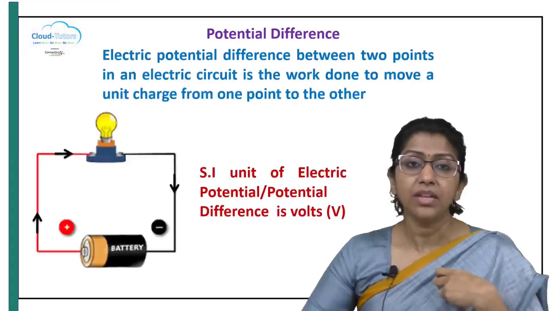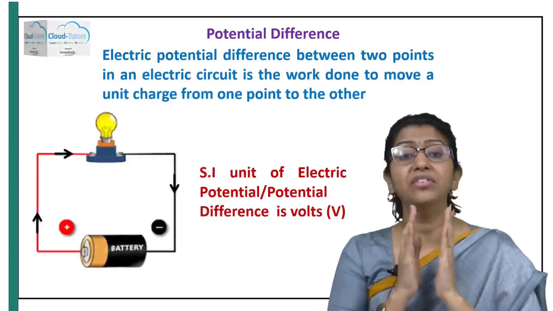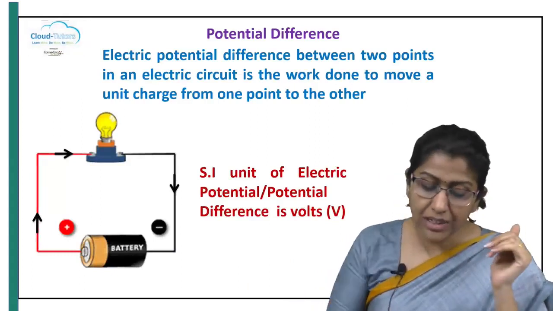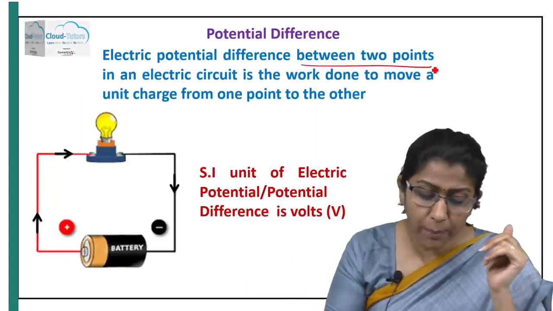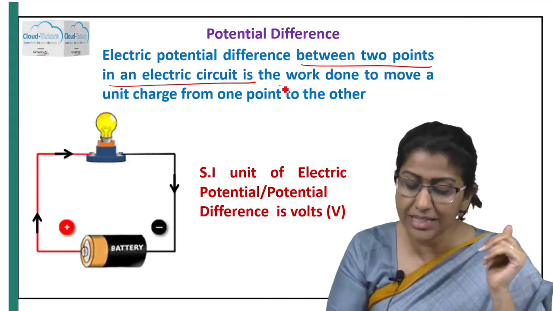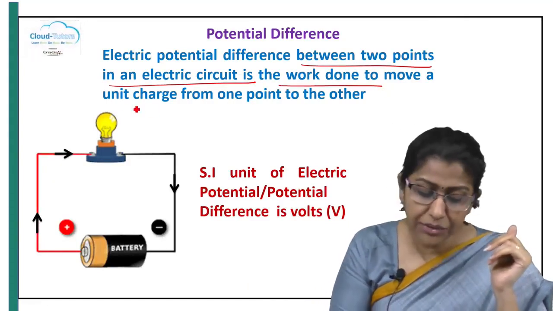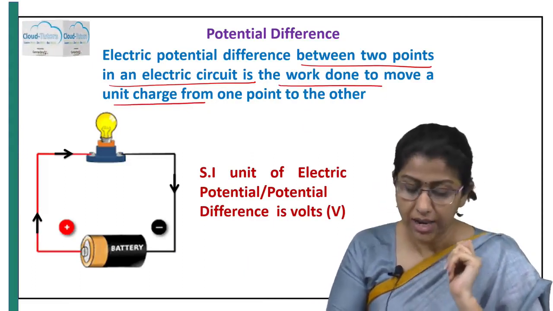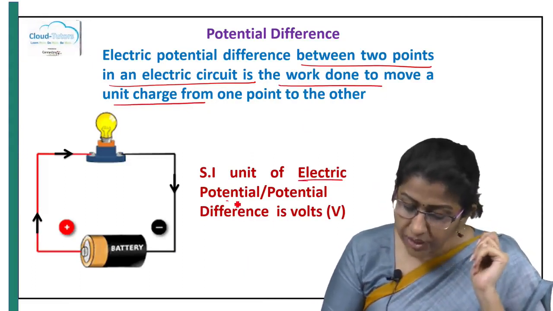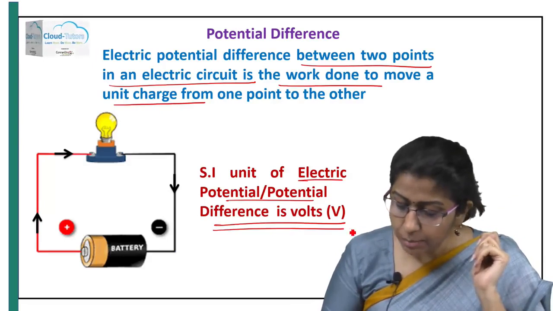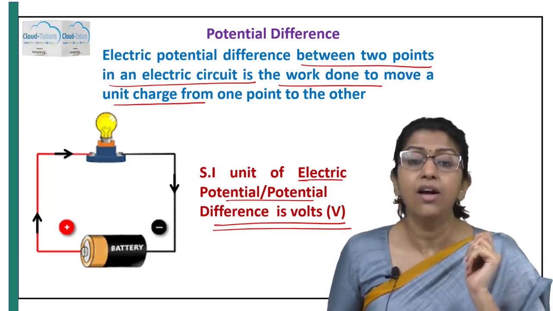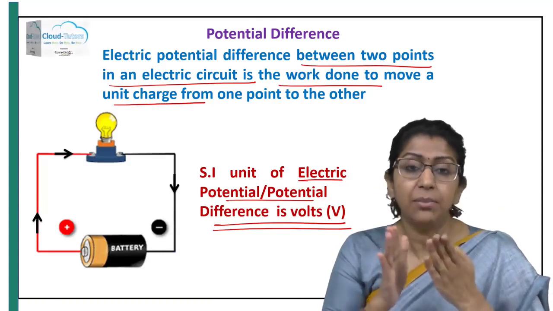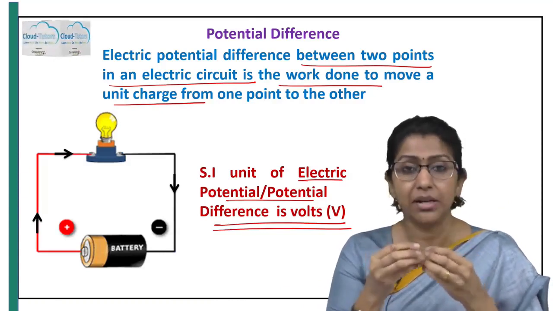Alright. Now how do we define potential difference? As we have already seen, electric potential difference between two points in an electric circuit is the amount of work done to move a unit charge from one point to another. The SI unit of electric potential difference is the volt. Now what is the difference between electric potential and potential difference? It is very simple.